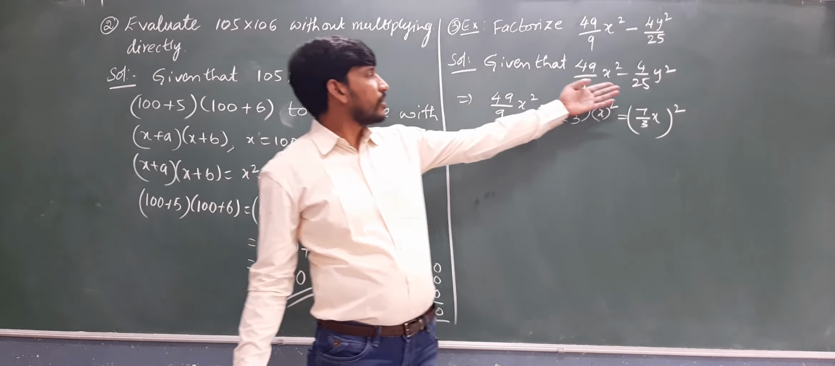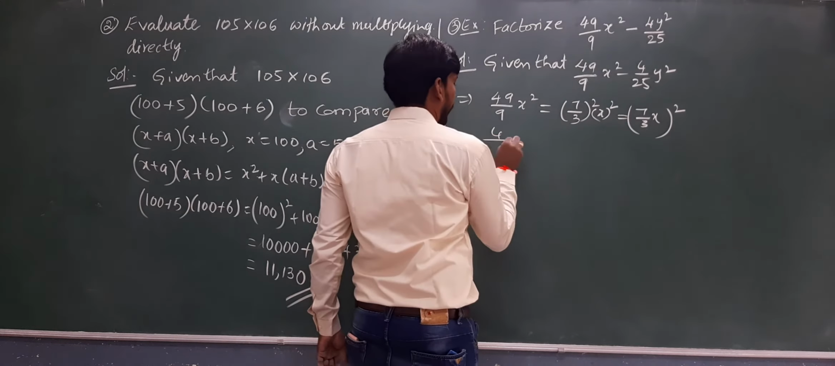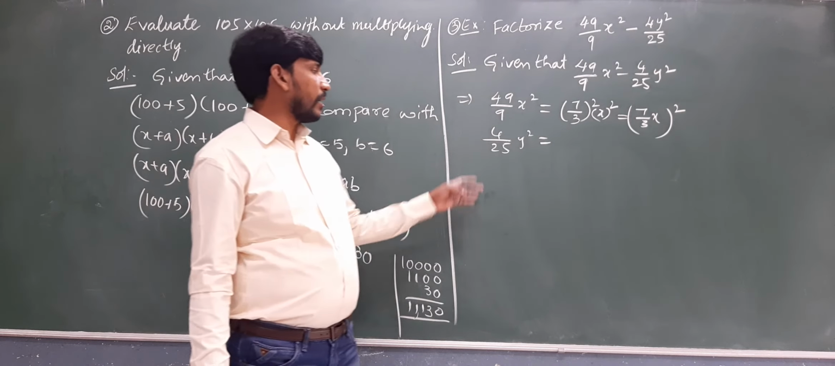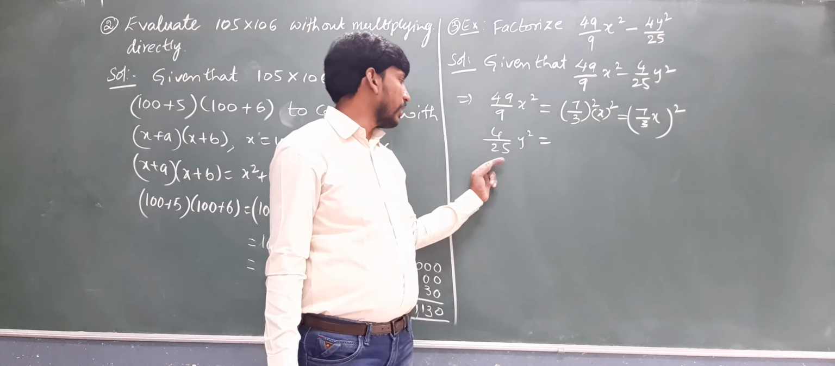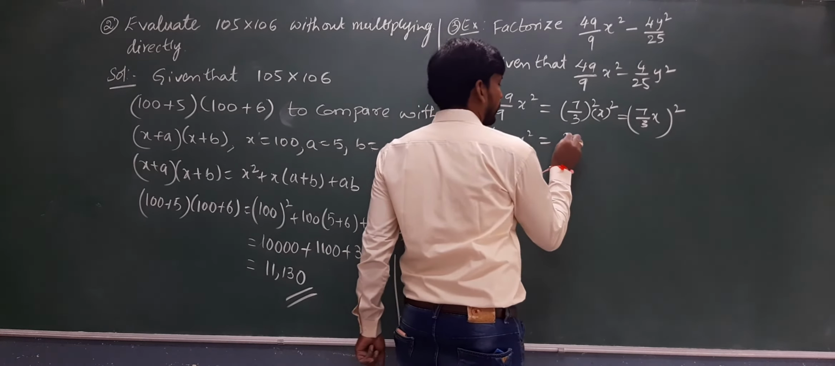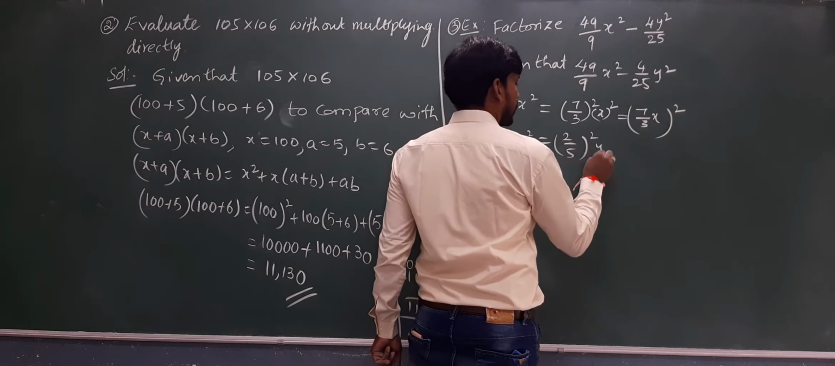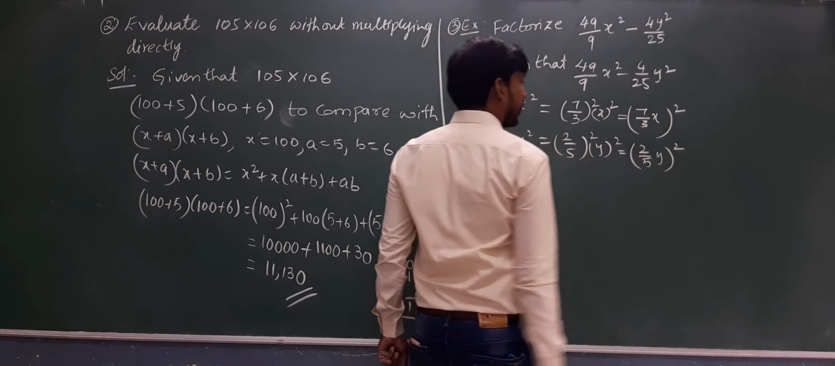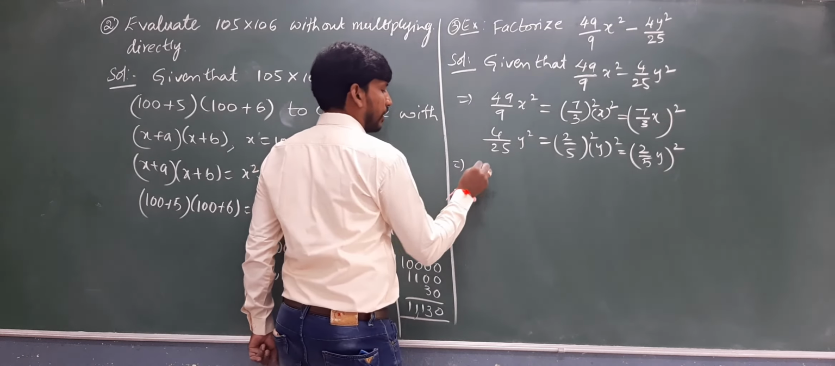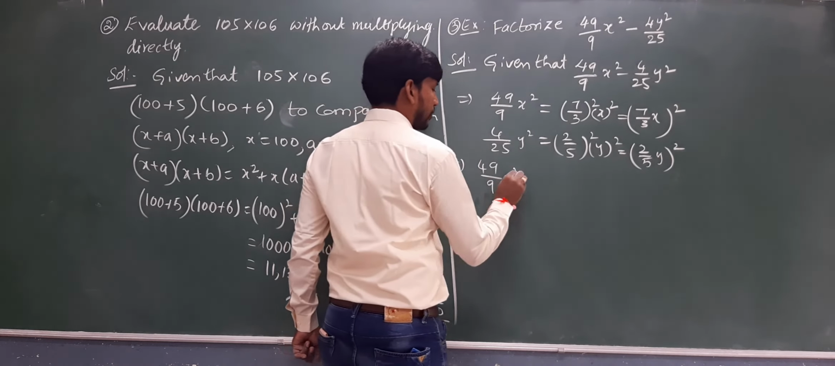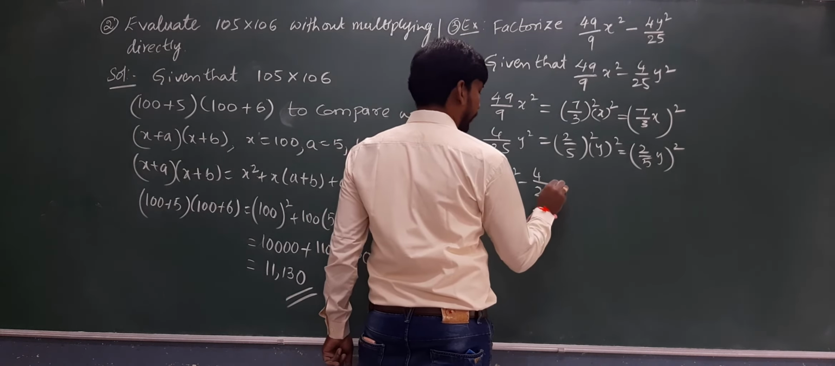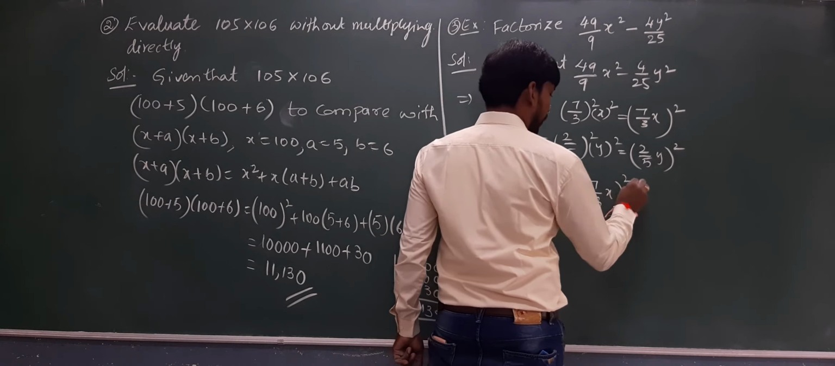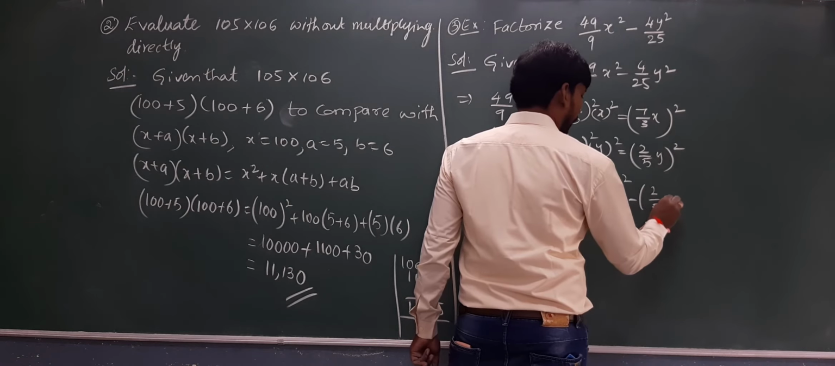Clear? In the same way, we are going to simplify this also. 4 by 25 y square: 4 is a square number. The square root of 4 is 2 and the square root of 25 is 5. So this is 2 by 5 whole square into y square, that is 2 by 5 y whole square. So the given expression 49 by 9 x square minus 4 by 25 y square can be written as 7 by 3 x whole square minus 2 by 5 y whole square.